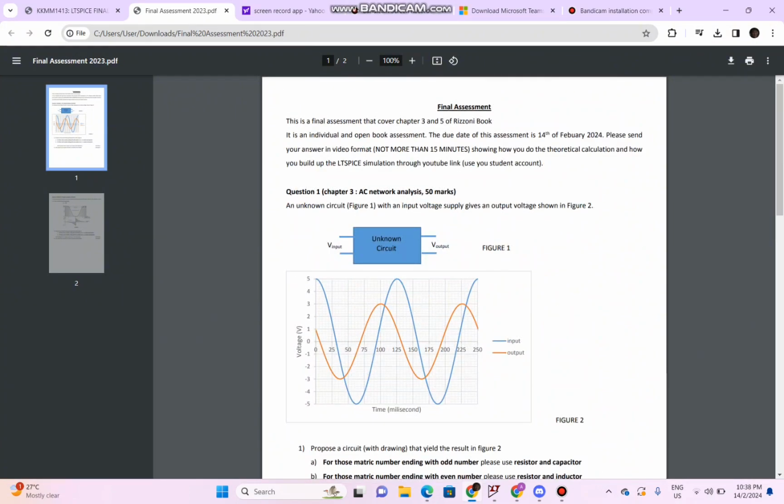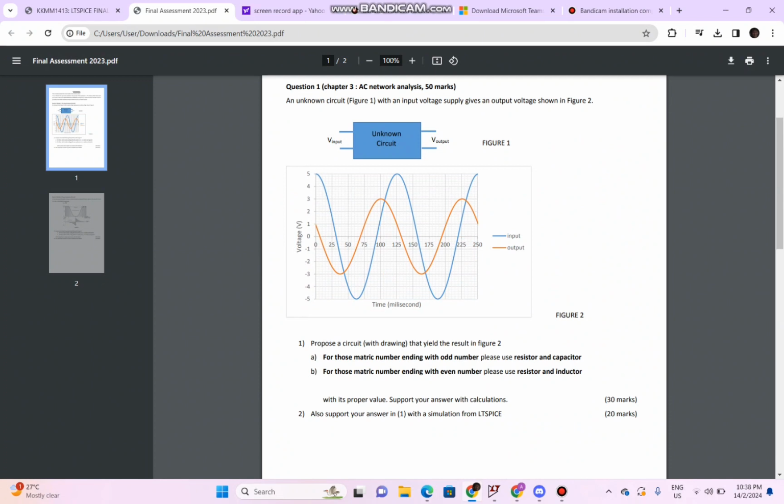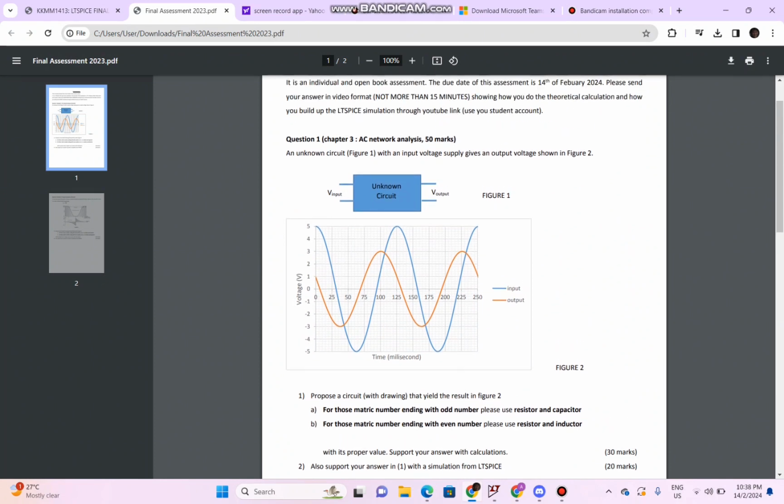Final assessment. Question number 1, chapter 3, AC network analysis. It gives us this figure, then it asks us to propose a circuit that yields the result in figure 2. For those metric numbers ending with an odd number, please use resistor and capacitor.